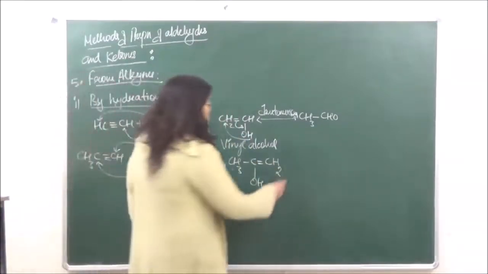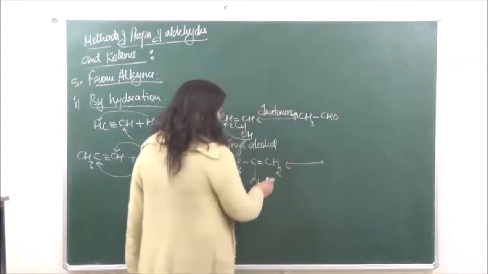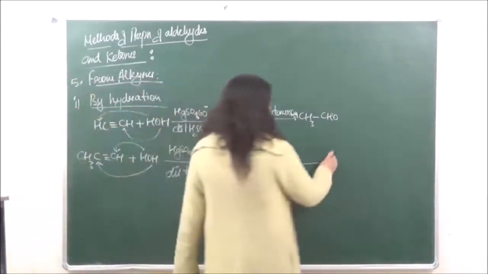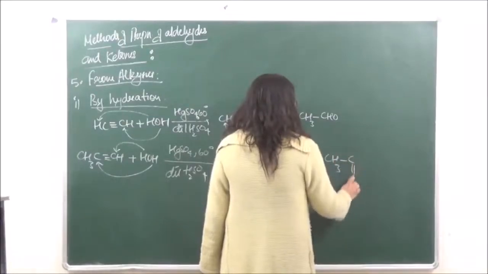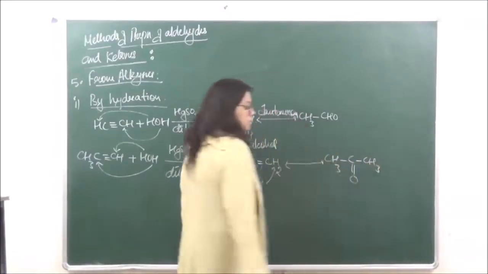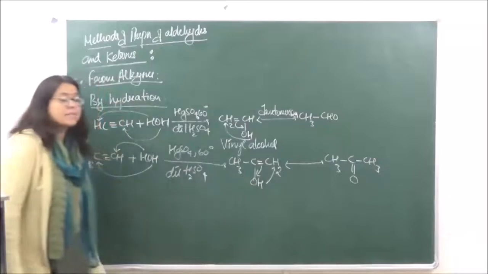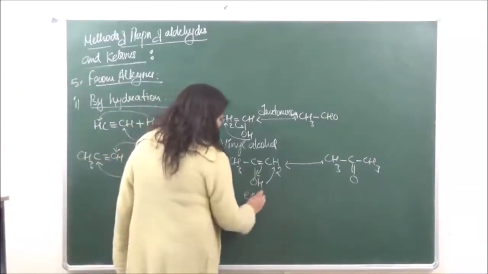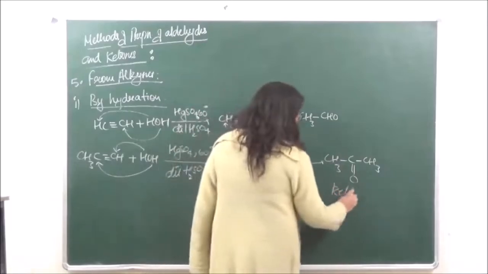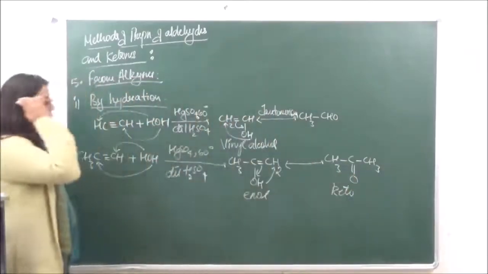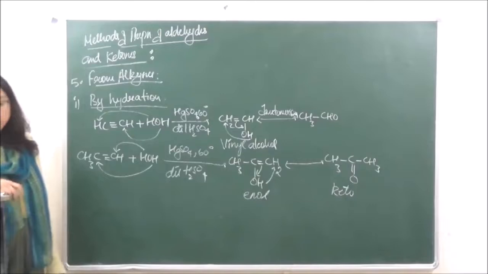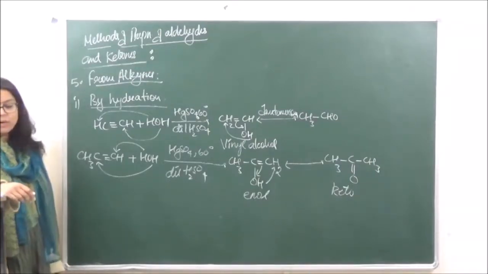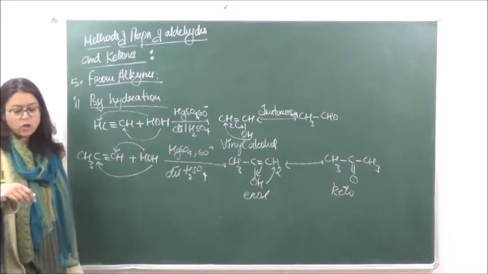Okay, this is again going to tautomerize. So hydrogen goes here, double bond comes here to give us a ketone. And this is known as keto-enol tautomerism, which we've already done. This is the enol form, and this is going to be the keto form. Okay, this is known as keto-enol tautomerism. Got it? Then the second method of preparation is by hydroboration oxidation.